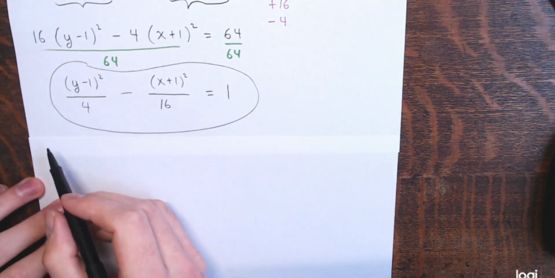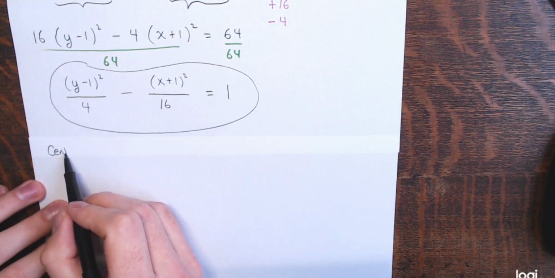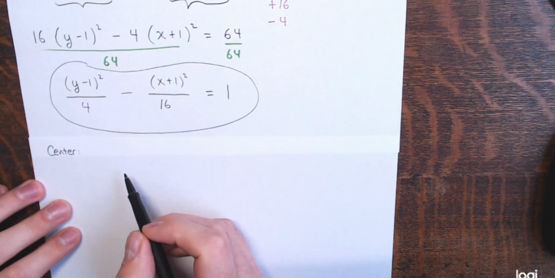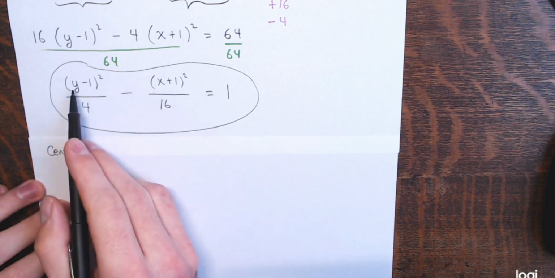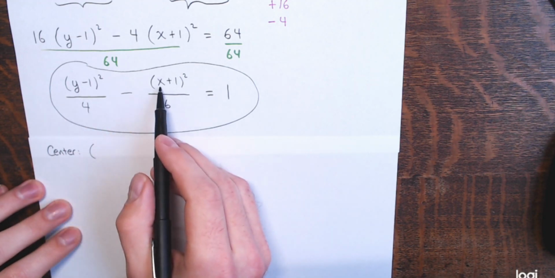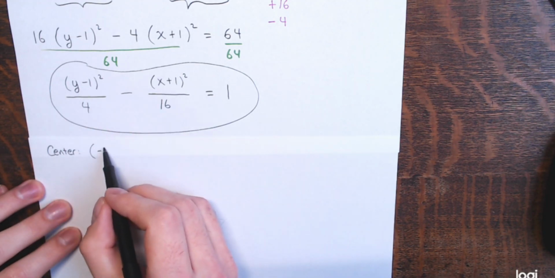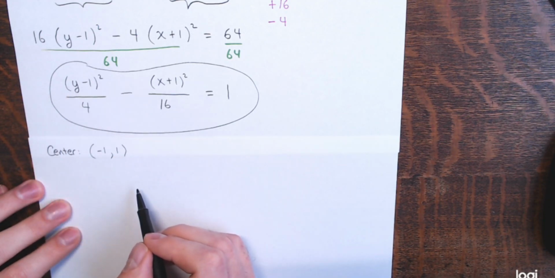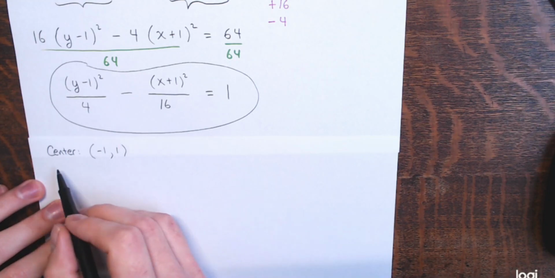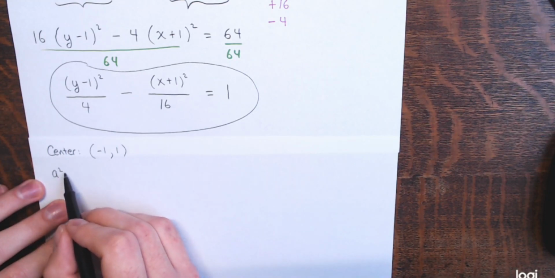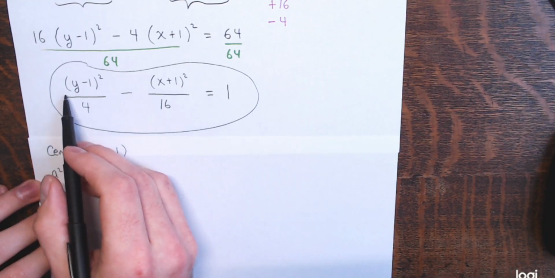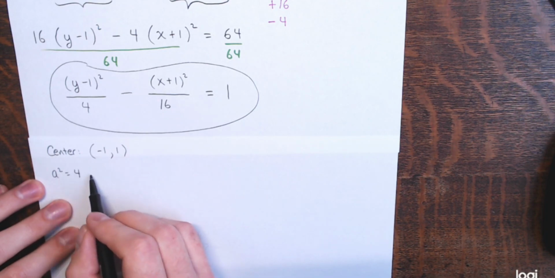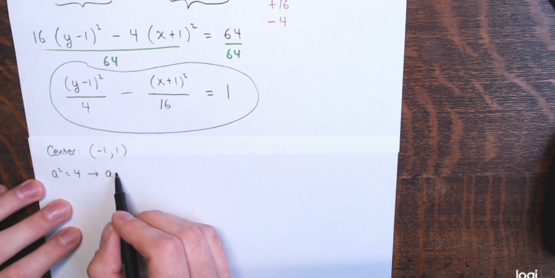All right, so the center would be, now pay attention to what's with x and what's with y. The x coordinate of the center would be negative 1. The y coordinate of the center would be positive 1. Right. A squared is that first denominator under the positive term. Right, so a squared is 4, meaning that a is 2.